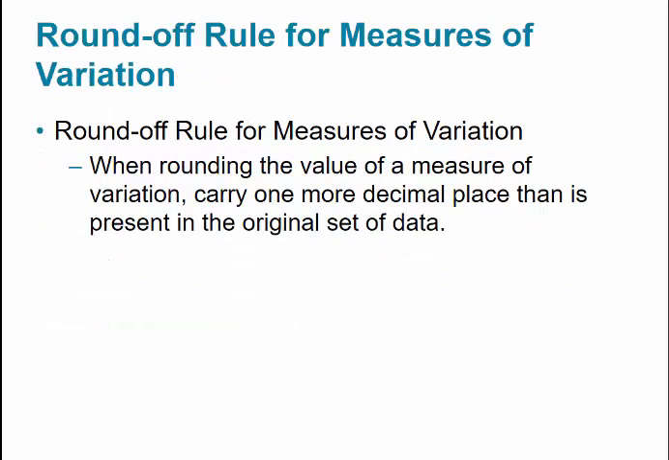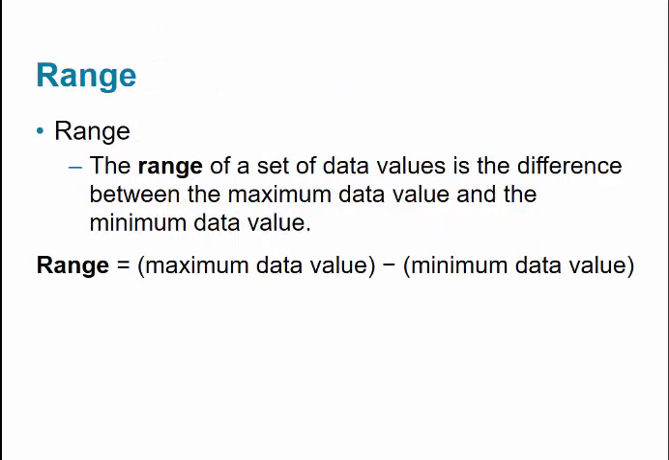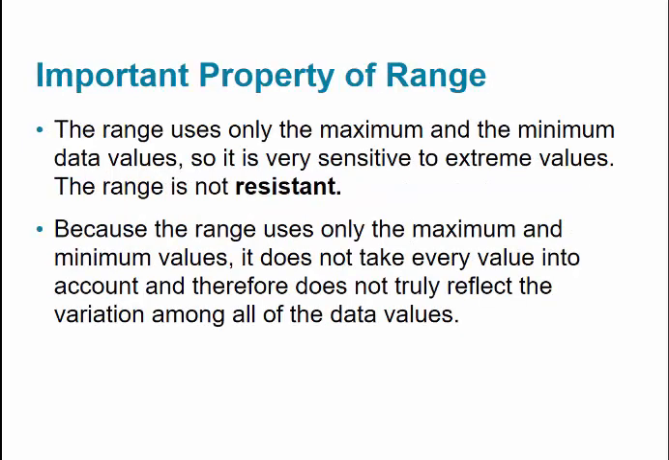So first off, the round-off rule. When rounding the value of a measure of variation, carry one more decimal place than present in the original set of data. Same thing that we did for the mean. Now, we've already calculated the range, but now here's the range. It is a measure of variation, and the range is simply the max value minus the minimum value. And so it gives you some idea of your data set in front of you.